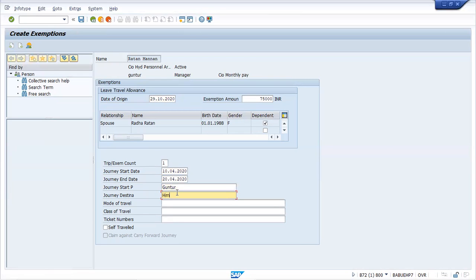Journey destination, wherever you would like to travel, virtually you can. Himachal. Wherever you would like. Mode of travel, flight. Flight you can put, or air. First class. Generally you call it business class, but anyway, ticket number you can put some random number.